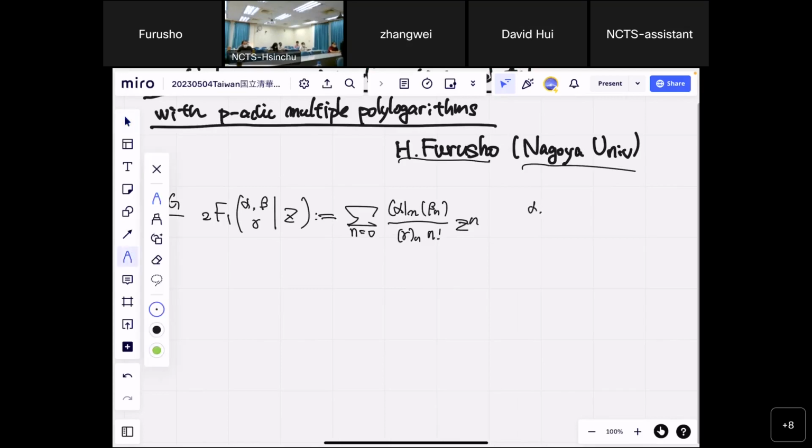Here alpha, beta, gamma are complex numbers with appropriate conditions. For example, gamma is not a negative integer or equal to 0. And z is a complex number whose absolute value is less than 1. Here (alpha)_n means the Pochhammer symbol. This is a hypergeometric function.